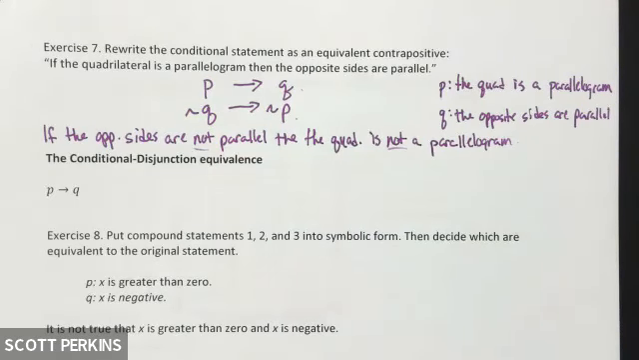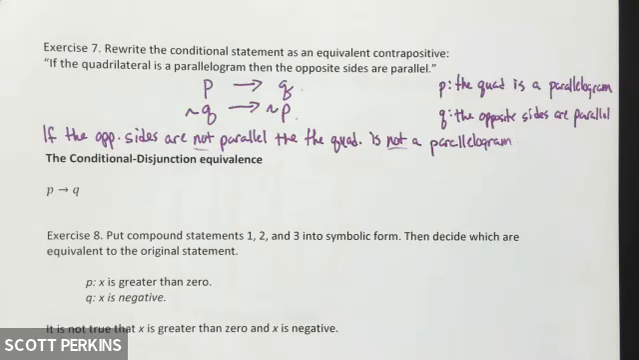So we've gone through two equivalences that you can just take to the bank. You never have to prove them to me. You can just go ahead and use them. De Morgan's laws, remember, were like a distributive property for the negation. You just have to remember to flip the sign that's between your statements. And then the contrapositive is equivalent to the conditional statement.